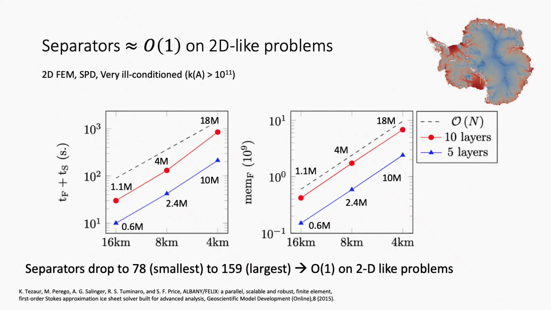A different problem. This one is more like a 2D problem because it's pretty thin. And so here the separators grow very slowly. When you refine a 2D problem, typically your separators grow very slowly. And here they grow by very, very little. And so this shows again the factorization time and the solve time, this is O of n, so it scales pretty well. And this is the memory.